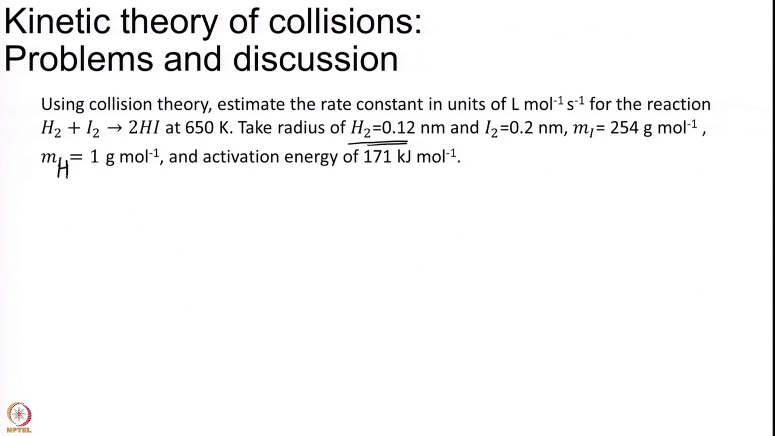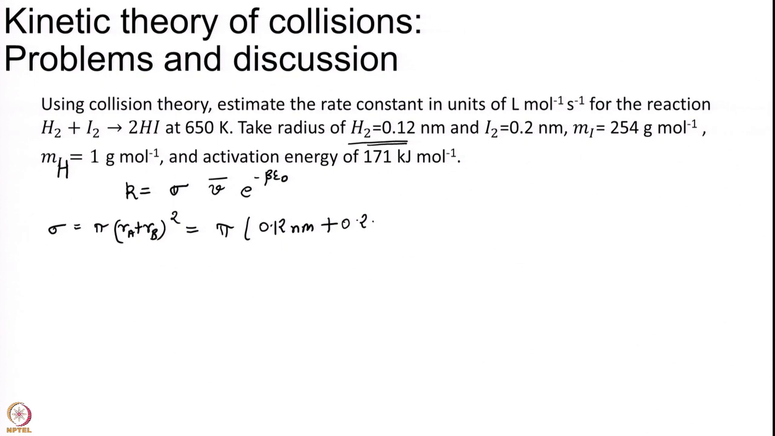Activation energy is nothing but Ea. And I am asking you, if collision theory is true, what will be the rate constant? So, the rate constant comprises of 3 factors really: sigma, average speed, and the exponential factor. We are going to calculate each of these 3 separately. Pi, Ra is 0.12 nanometer. Always be super careful with units.